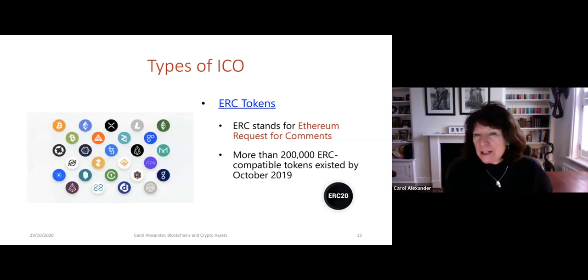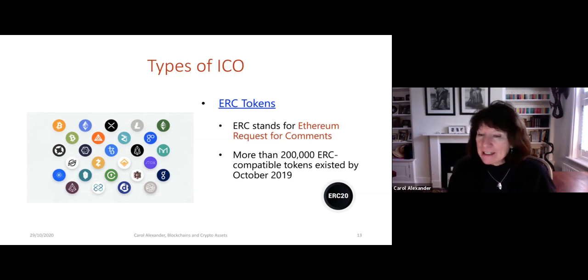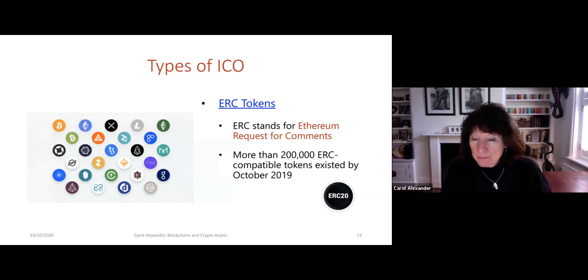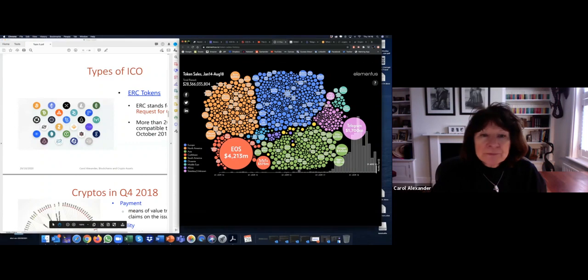So there are so many different types of ICO, and the good ones will also go for the ERC standard. That's a sort of stamp of approval, ERC tokens. Ethereum Request for Comments. There are more than 200,000 of those that exist, or at least compatible ones. They may not be exactly on the Ethereum blockchain, but on other blockchains using the ERC standards. So that was by October 2019. Let's have a look at the ERC tokens, ERC standards.